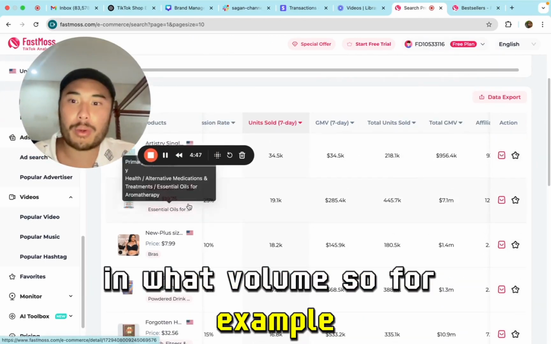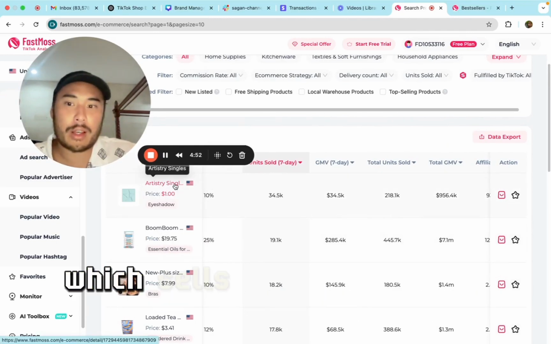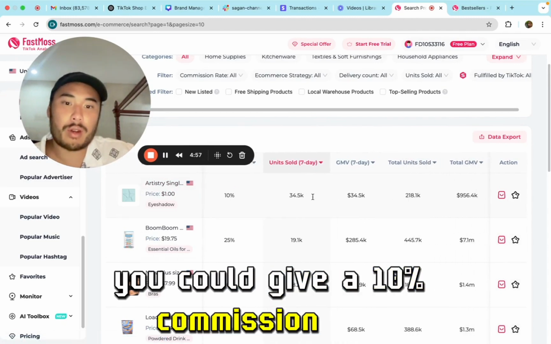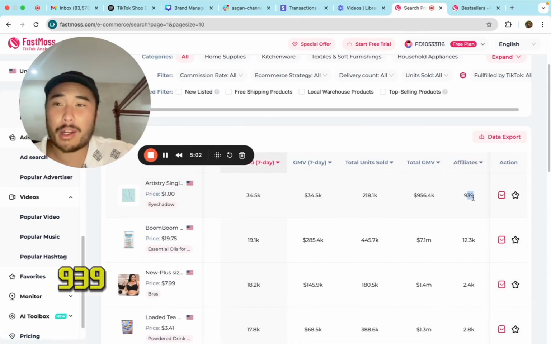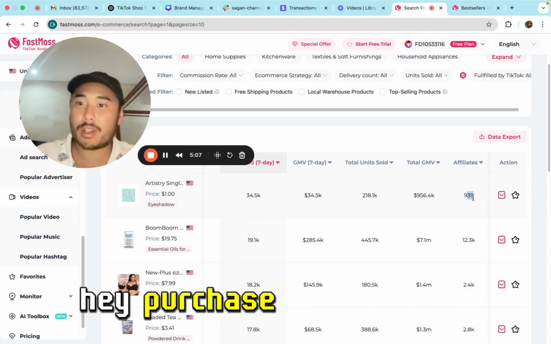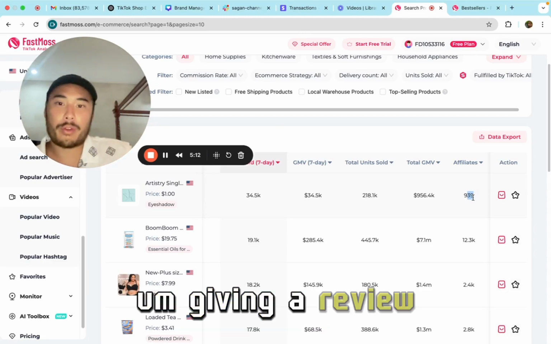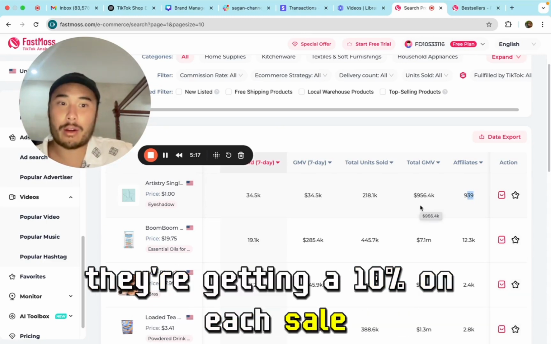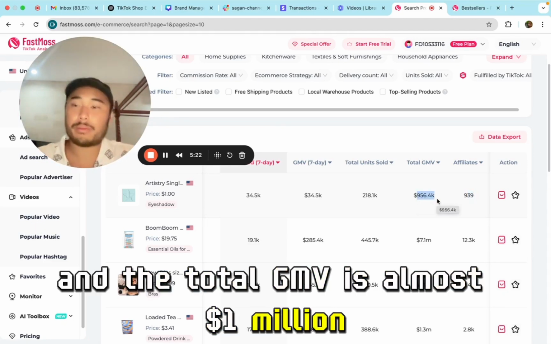So for example, if I was Artistry Singles, which sells eyeshadow, this specific one, you could give a 10% commission rate. You're doing affiliates with about 1,000 people, so 939 creators are basically taking your product and saying, hey, purchase this product. I use it for this, this, and that. And they're giving a review, and they're giving some short form content. They're getting a 10% on each sale, and the total GMV is almost $1 million.